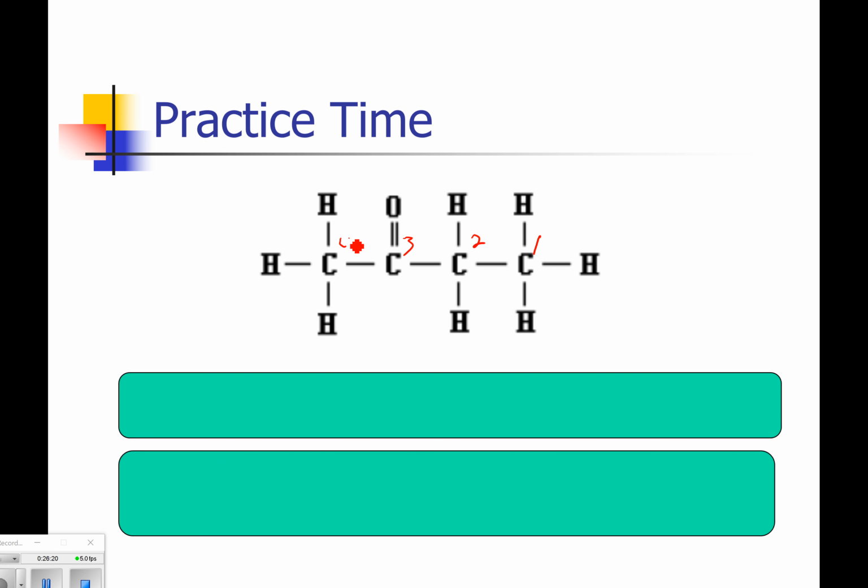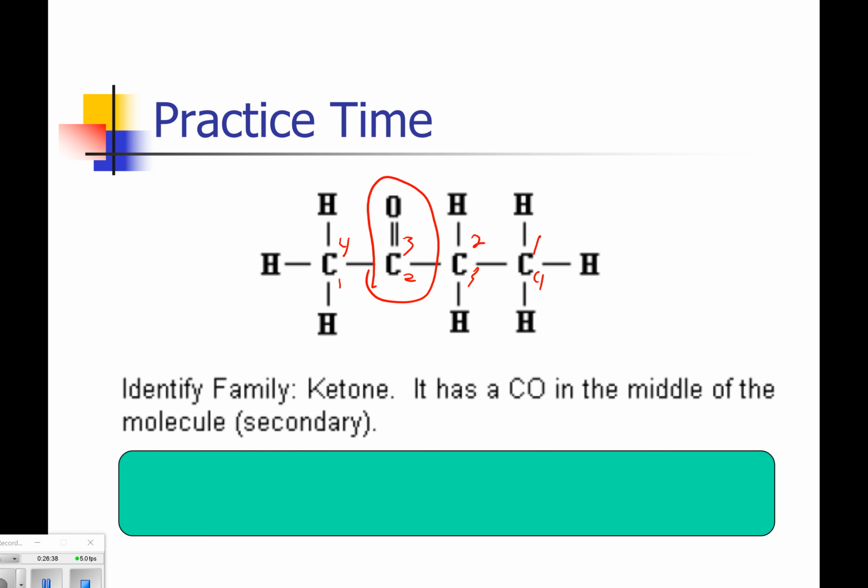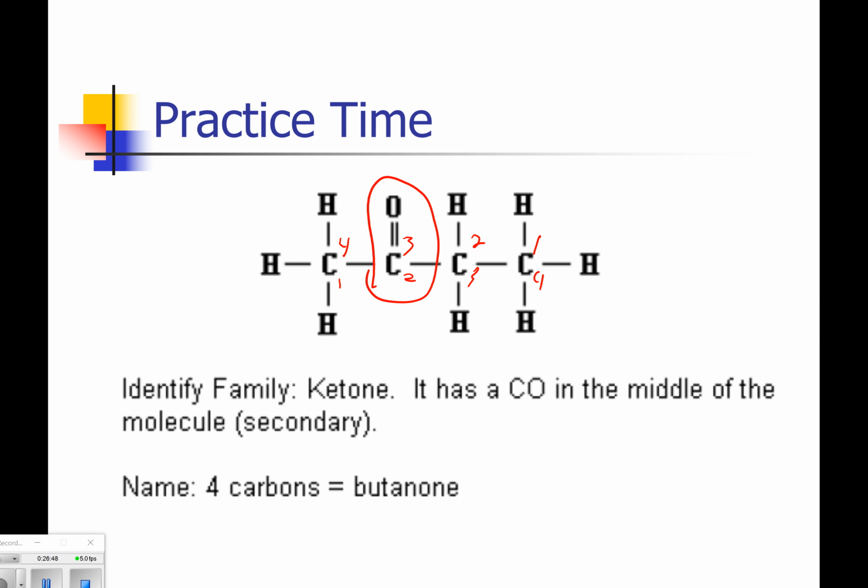Numbering these here, I did this backwards because that's going to put the oxygen on the 3rd carbon. We want to put it on the lowest number, which if we number it this way would put it on the 2nd. So this C double bonded oxygen in the middle of the molecule is going to indicate a ketone. If it were on the end, then it would indicate an aldehyde, but it's in the middle, so it's going to be a ketone. It's on a secondary carbon. And this would be butanone because we have 4 carbons in the longest unbroken chain on the molecule.